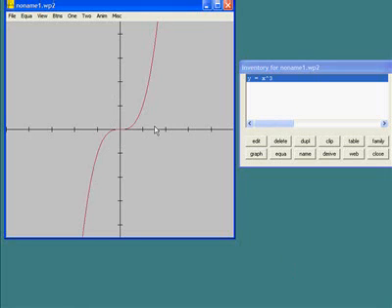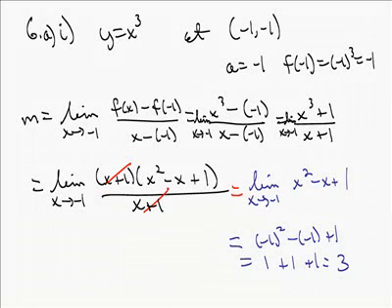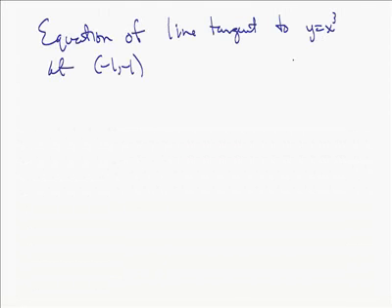And that's what we're asked to do in part B. So let's go ahead and find the equation of the line tangent to the curve y equals x cubed at the point -1, -1, at this point right here. We have a slope of 3. We need just to find the y-intercept. So we want to find the equation of the line tangent to our curve of y equals x cubed at the point -1, -1. Now remember, we already have our slope. We found it by taking that limit. The slope is equal to 3.